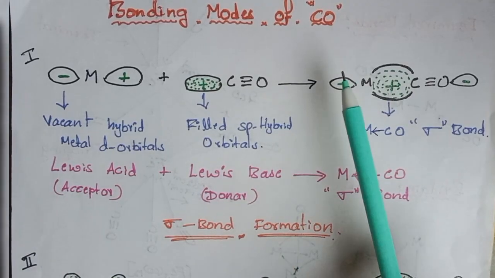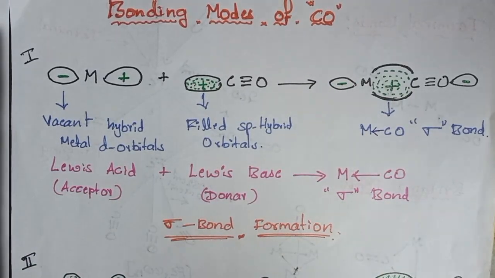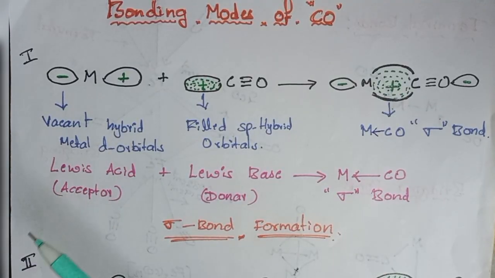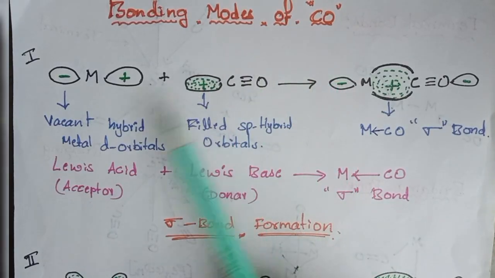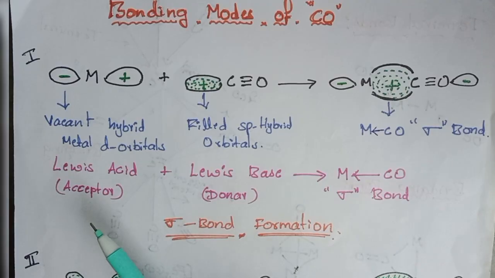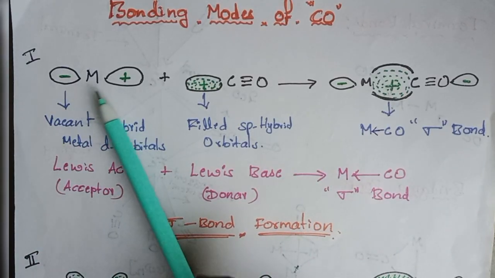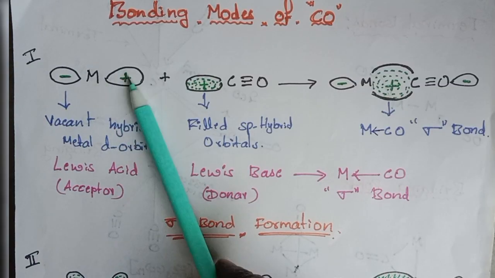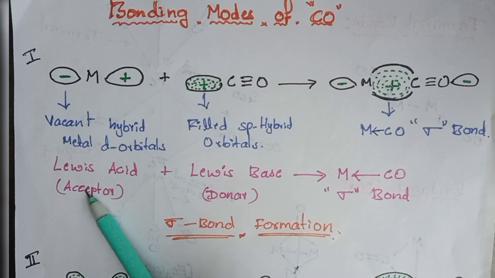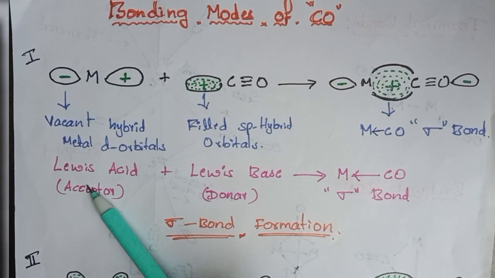Bonding modes of CO. How the bond formation takes place between carbonyl and metal, we are going to see. Carbonyl as the ligand donates electrons to the metal ion and forms the coordinate bond, which is called a sigma bond. The metal, with empty d orbitals, acts as a Lewis acid, an acceptor, which can accept the electrons, right?